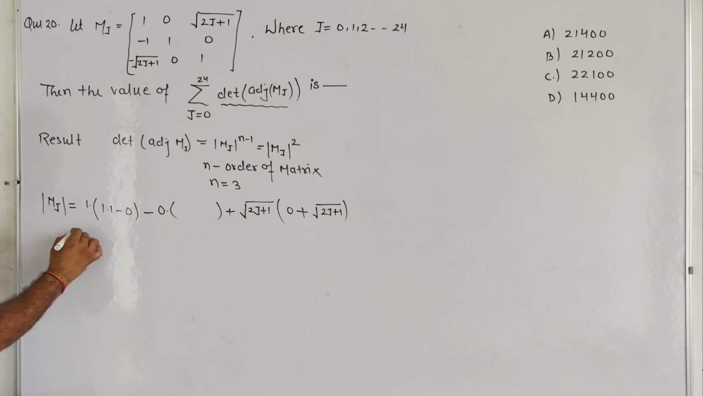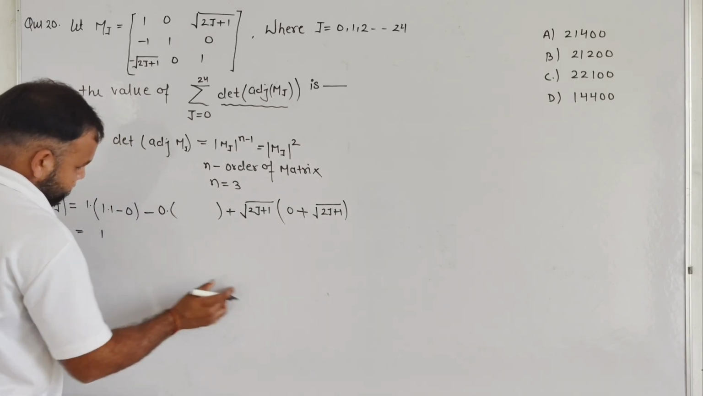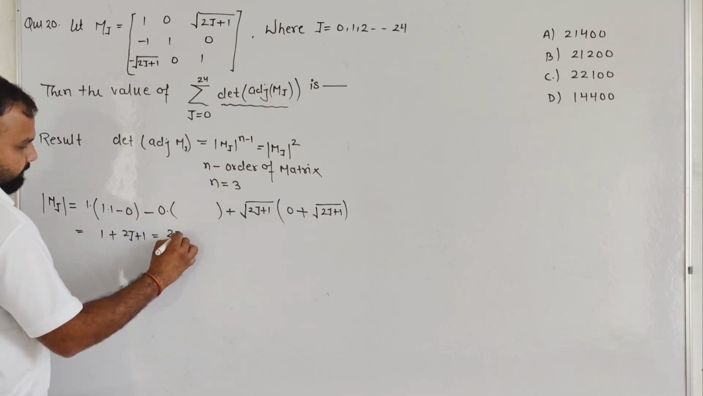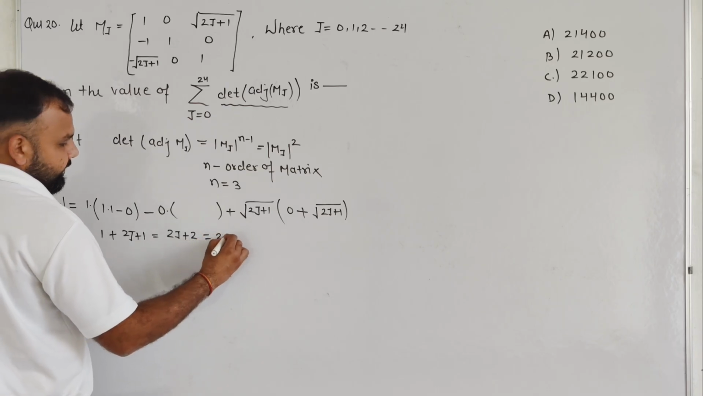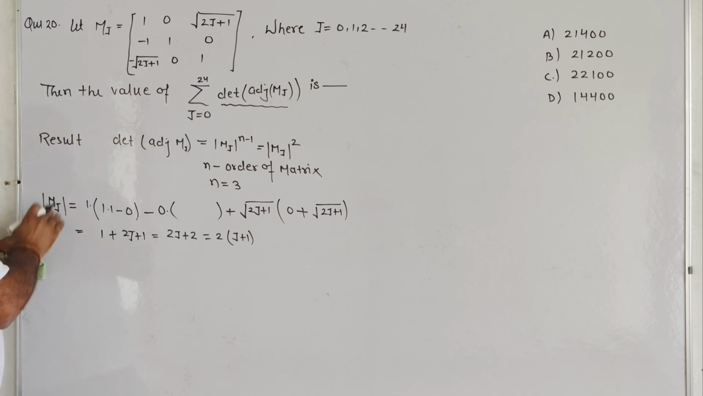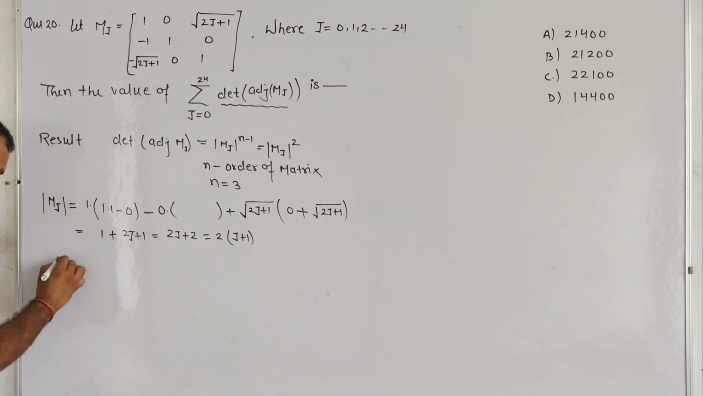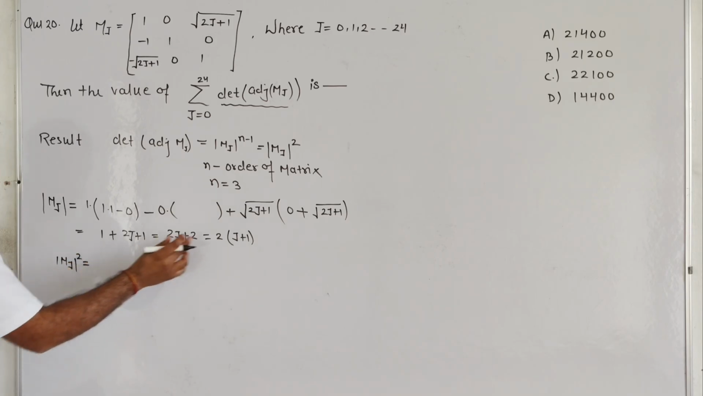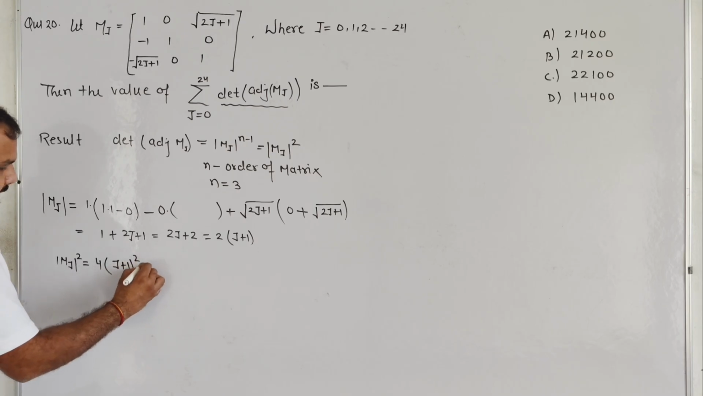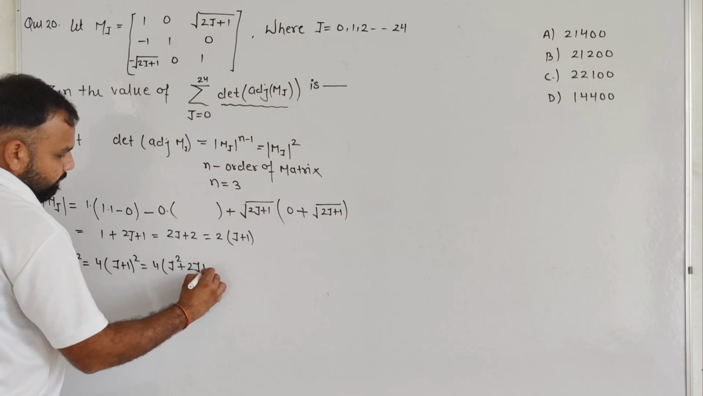So in this question, 1 into 1 is 1, this is 0, and this multiplied by this one becomes 2j plus 1, so our expression becomes 2j plus 2, which can be written as 2 times j plus 1. This is the value of the determinant of that matrix Mj, but we require the determinant square. So Mj whole square can be written as 2 square, that is 4, times j plus 1 whole square, which is 4 times j square plus 2j plus 1.